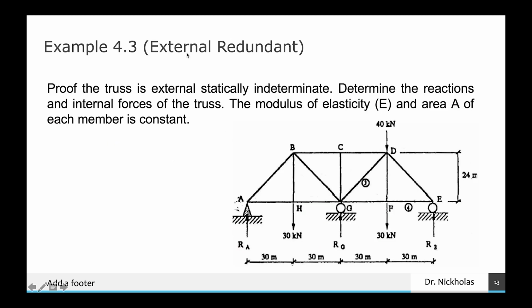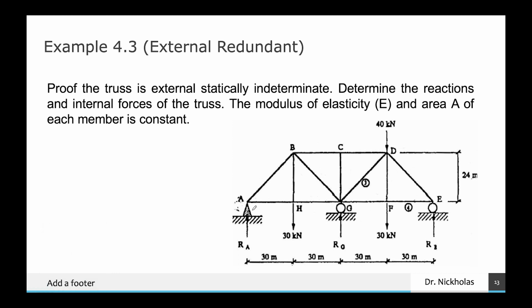Simple example. The question asks us to prove the truss is an externally statically indeterminate truss, and also to determine the reactions and internal forces of the truss. The given modulus of elasticity and area are constant for all the members, so it will simplify our process. Okay, so we take a look.